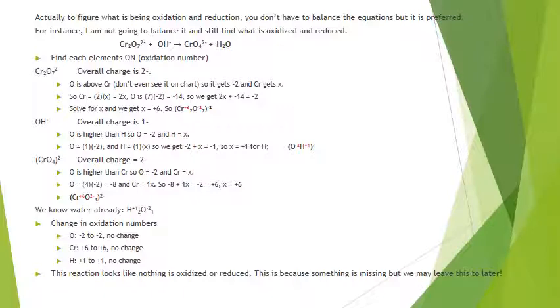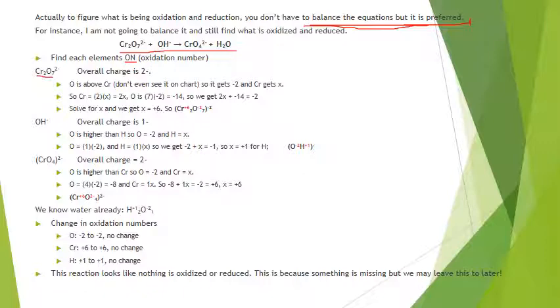Actually, to figure out what is being oxidized, you don't have to balance equations. I told you that, you don't have to have the coefficients, but it's often preferred to have a balanced equation. What I'm going to do is use this equation here that's not balanced. You can see there's 2 hydrogens over here and only 1 here. We're not going to worry about that. All we want to do is look at the oxidation numbers. So we're going to find the oxidation number, the ON, for each element.